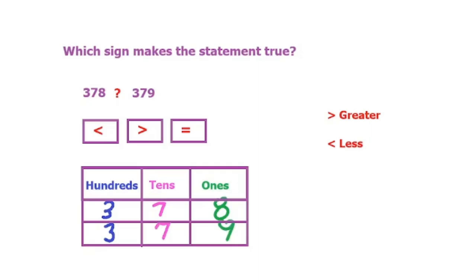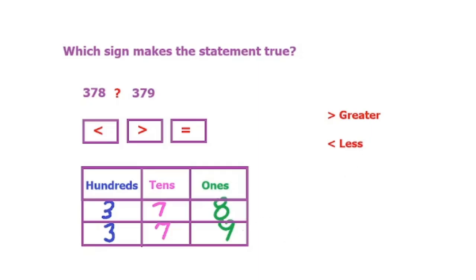So we could see you start at the hundreds and work your way this way to figure out which number is greater than or less than. So you look at the hundreds and both of them are 3. So we now move to the tens column. Both those numbers are 7. So now we move over to the ones column. And this number is 8 and this number is 9. So we know 8 is less than 9. So we know that 378 is less than 379.